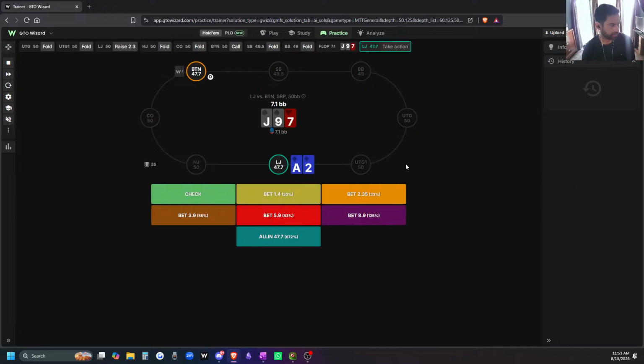Do you want to start with this one? No, go ahead. Okay. Jack 9-7. We open off a 50. We are flatted by the button. Single raise pot. Ace 2 on a Jack 9-7 board, two tone. We don't have suits on board. I've got one overcard.